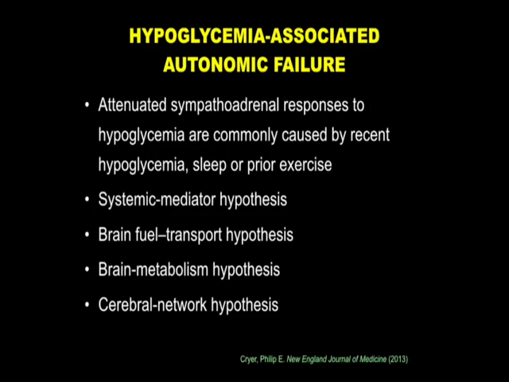The systemic mediator hypothesis proposes that when you have episodes of hypoglycemia, the body releases cortisol as a result. And over time, the presence of the cortisol makes the brain less robust or less sensitive to the falling glucose levels. The second one, the brain fuel transport hypothesis, is a bit better studied, and basically it postulates that in times of low serum glucose, the brain becomes better at absorbing the glucose from the serum. So it upregulates its GLUT4 transporters and is able to extract more glucose from the blood.